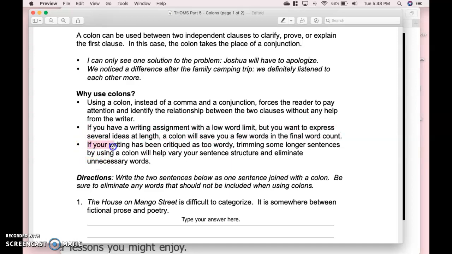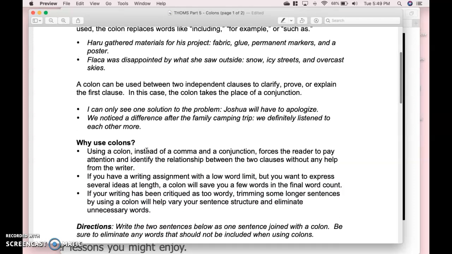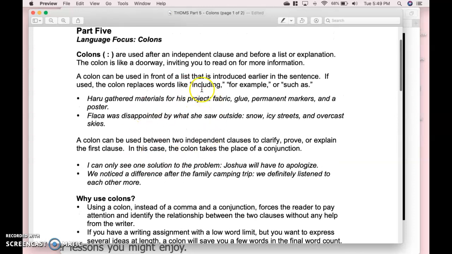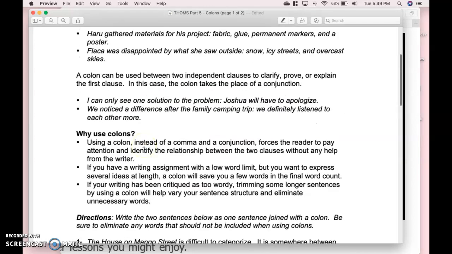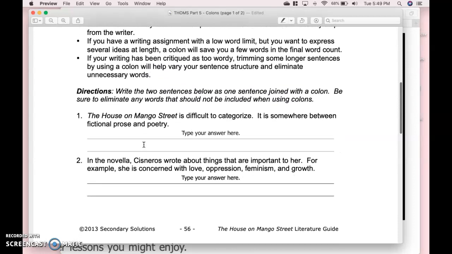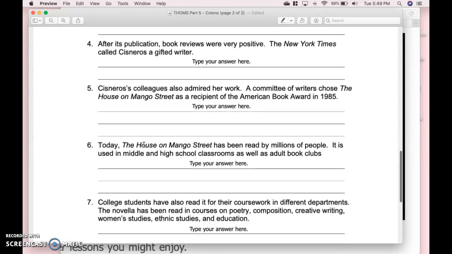If your writing has been critiqued as too wordy, trimming some longer sentences by using a colon will help vary your sentence structure and eliminate unnecessary words. So now that we've learned some cool tricks as to why we would use a colon, we've looked at some of the examples created here. We're going to practice with, how many are there?